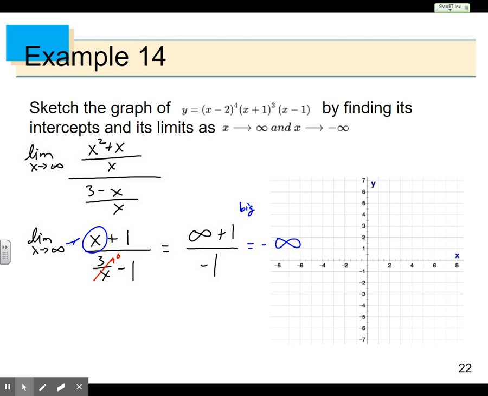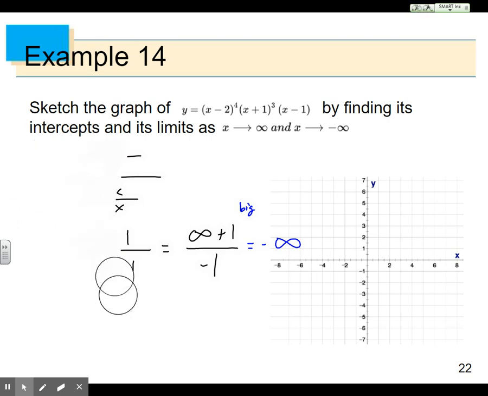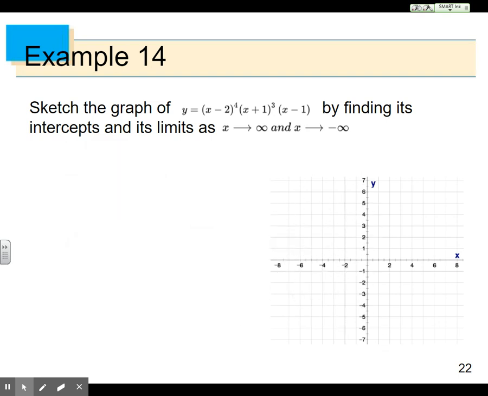Ooh, I like this one. I think I have this one in my notes, but we're going to go ahead and work it. It wants me to sketch this graph by finding its intercepts and its limits as X approaches infinity and negative infinity. I do have it in here, it's just kind of X'd out. I'll work it anyway though.